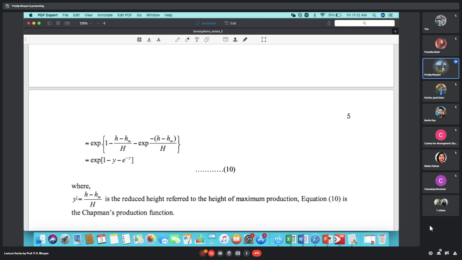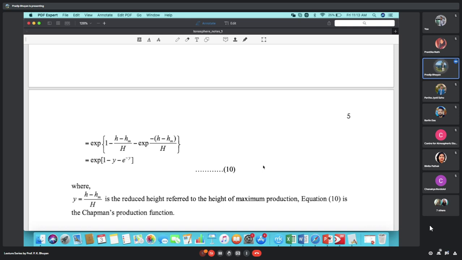Okay, so what is y? Y is the reduced height. It is a relative height. It is not a constant height. Why is it a relative height? Because it is with reference to a particular height, and reduced height refers to the height of maximum production. HM is the height of maximum production, and H is the height at which you consider your ionization. It may be above the height of maximum production, it may be below, and when H is equal to HM, this is equal to 0. So this is also equal to 0, okay?